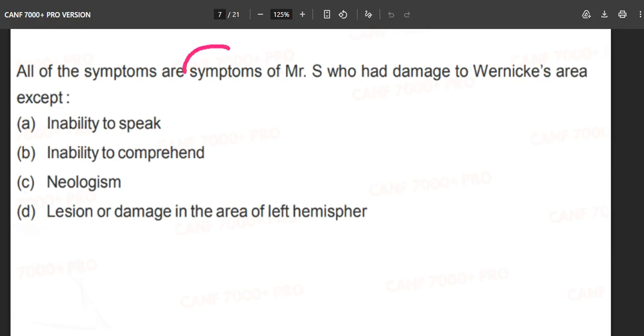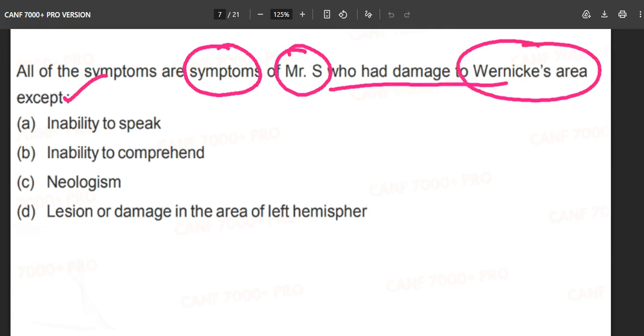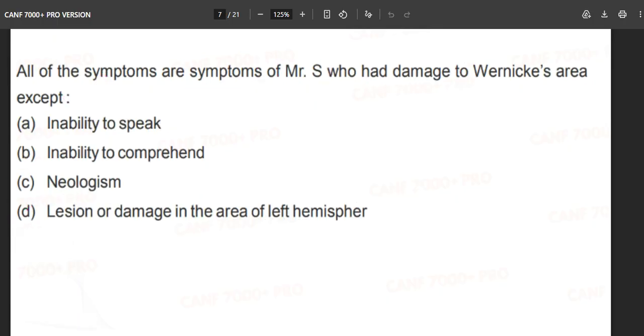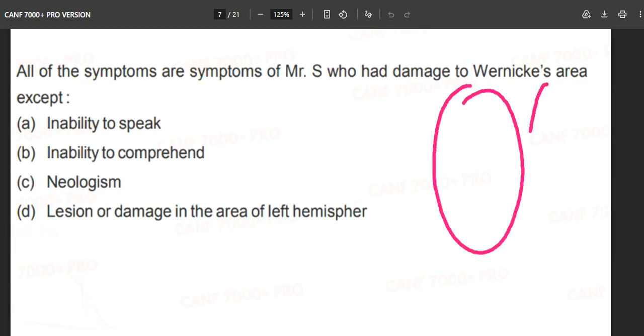Now over here, symptoms of Mr. S who had damage to Wernicke's area, except: option number two is correct, option number one is incorrect, and option D is also. Now it is left subjective, but as per this question, we are going to try to find out the most suitable answer. Lesion or damage in the area of the left hemisphere, when it is done, it will be the Wernicke's area. Your left hemisphere is like this and the right one is like this.